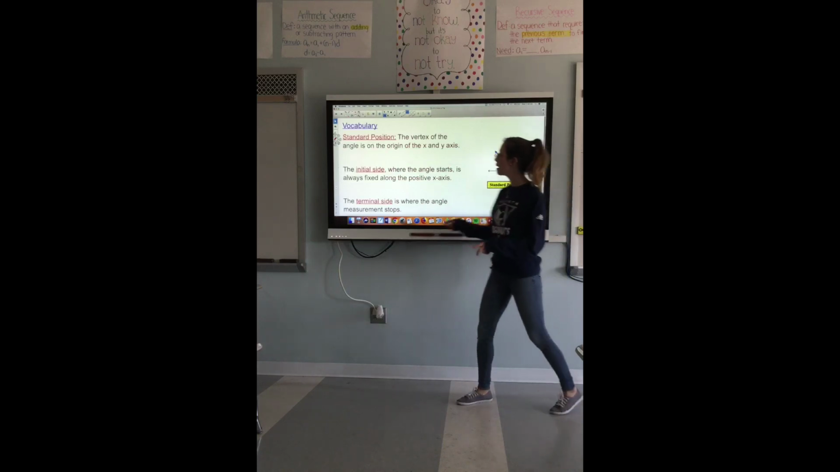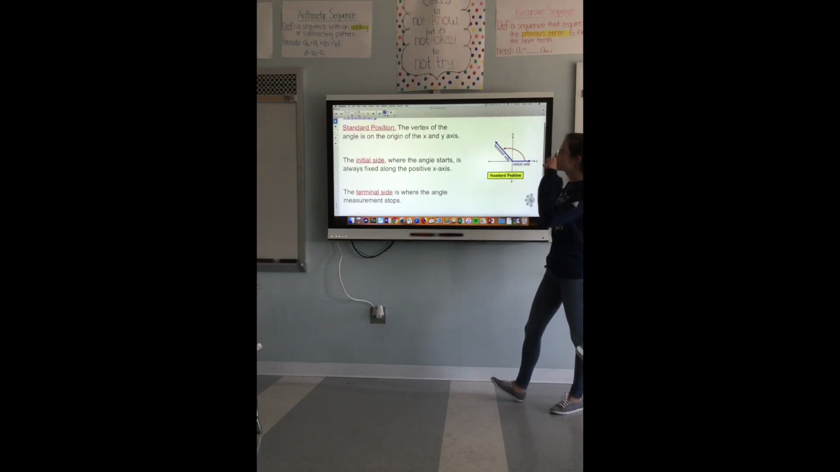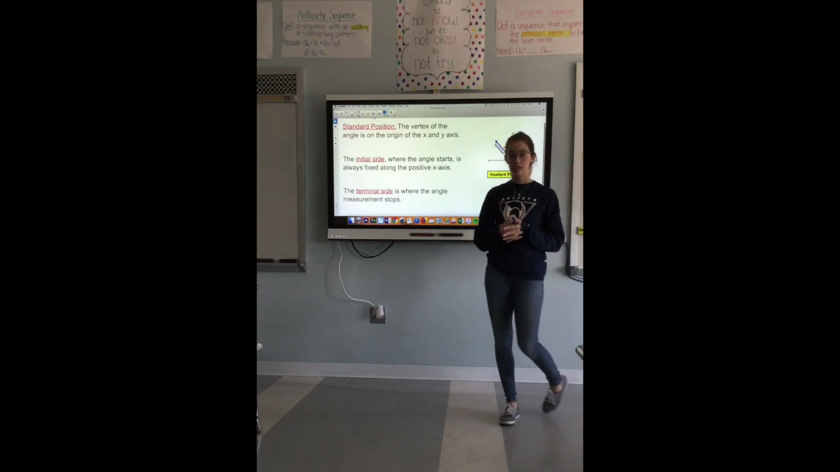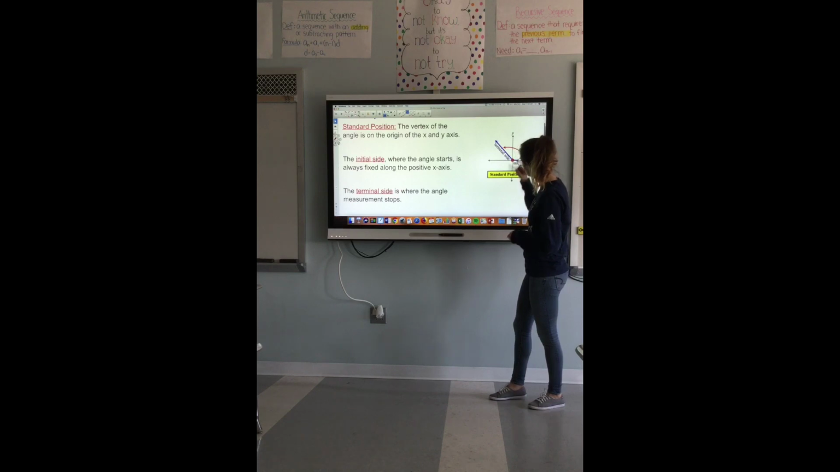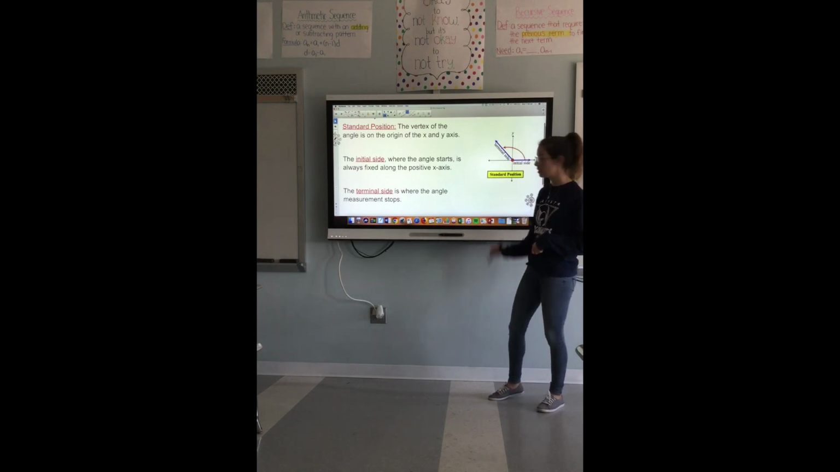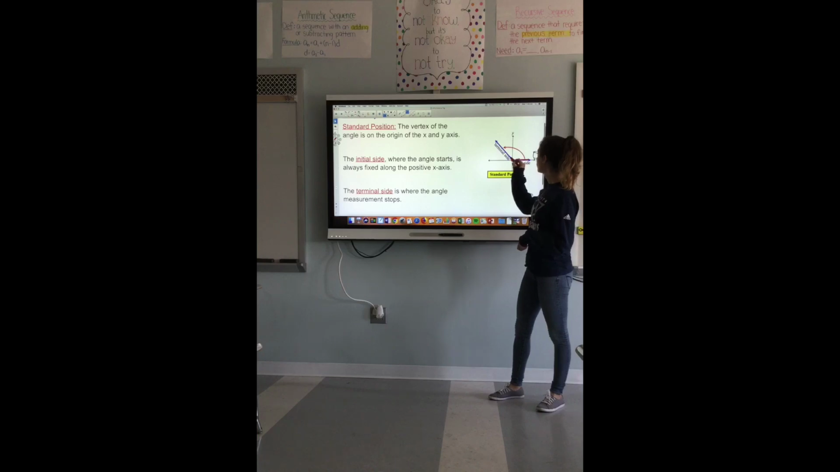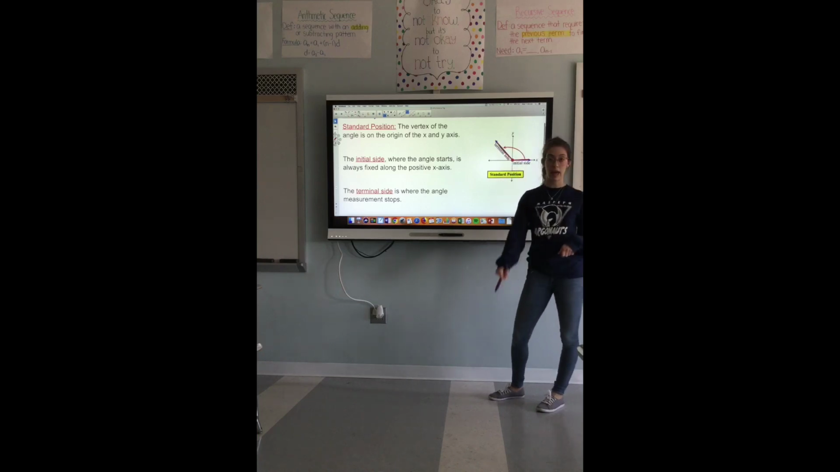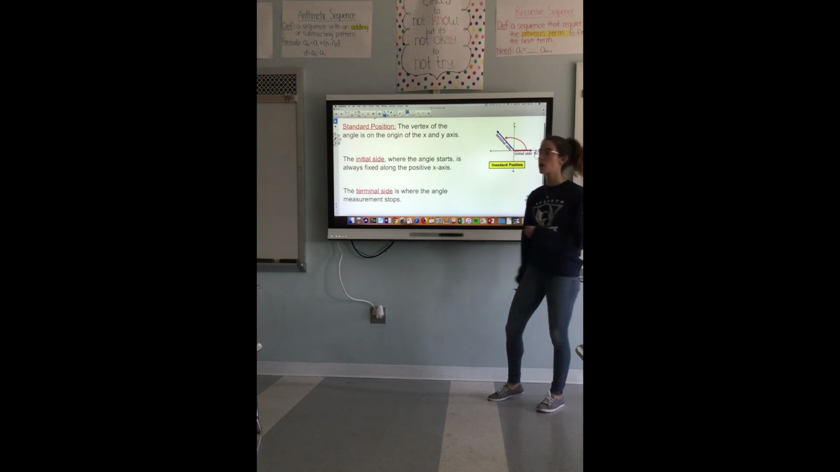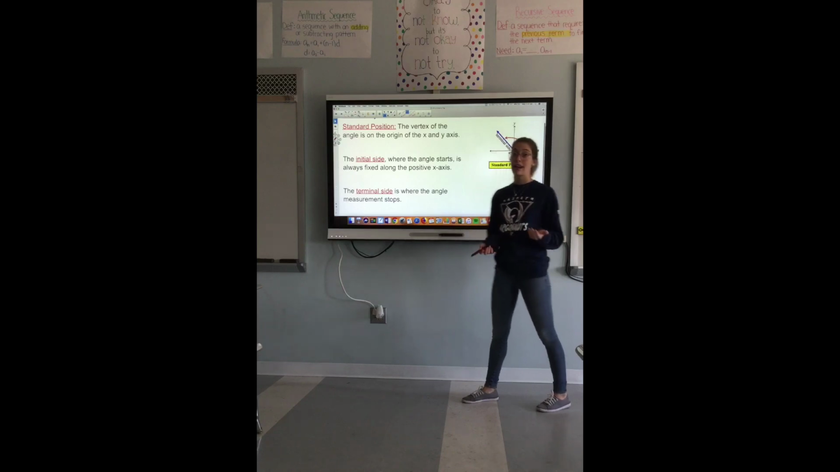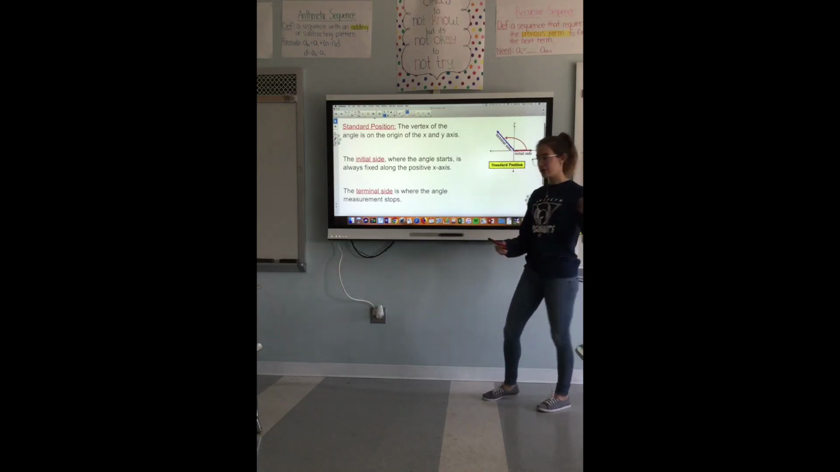Okay, some more vocabulary. Standard position is when the vertex of an angle is on the origin. So that means this right here is the vertex of your angle. So then it splits off from that point. The initial side is where the angle starts. So it always is going to start on the x-axis, so on that 0 degrees. And the terminal side is where it ends. That could be wherever on your graph.